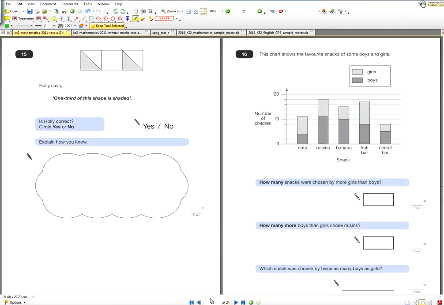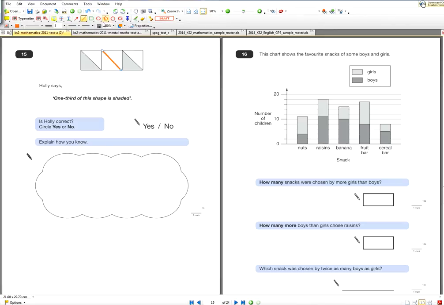Number 15. Holly says 1/3 of this shape is shaded. Is Holly correct? Now, there's a little bit of a trick in there. Because if you look at the first square, how many parts do we have? Two. And how many parts in this one? It is split? No. So what did they miss out? The split. They missed this line out.